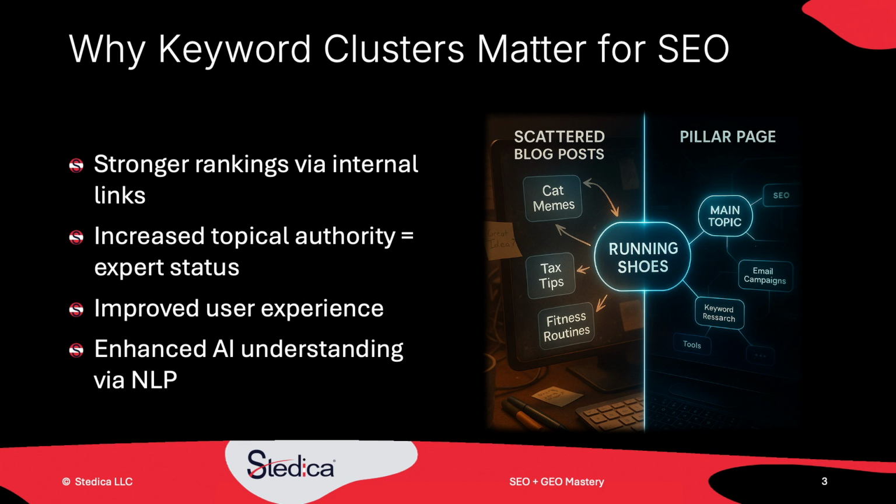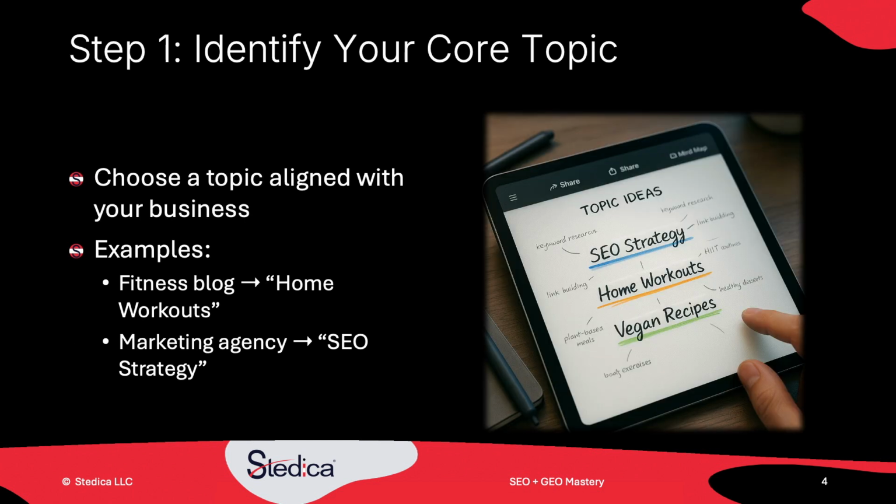3. How to create effective keyword clusters. To create effective keyword clusters, you need a clear strategy. Step 1. Identify your core topic. Start with a broad topic you want to dominate. This should be directly related to your business. For example, if you run a fitness blog, your core topic might be home workouts. If you run a marketing agency, your core topic could be SEO strategy.